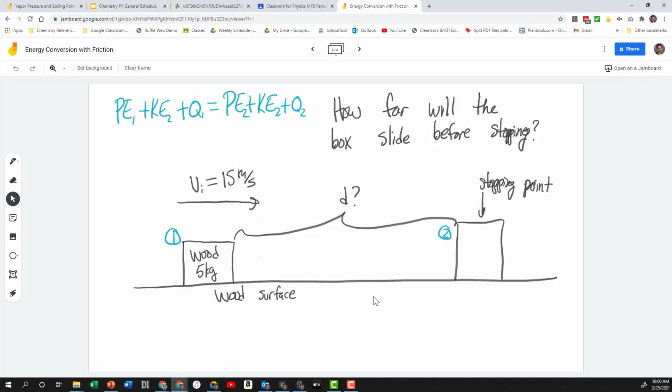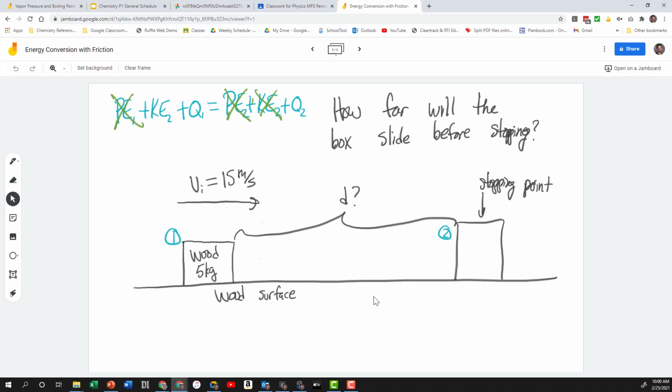Okay, so that means we can cross off potential energy 1 and potential energy 2. There's no change. Now there is kinetic energy, right? Because it's moving at the first position, but at the second position it stopped. So there's no kinetic energy there at all.